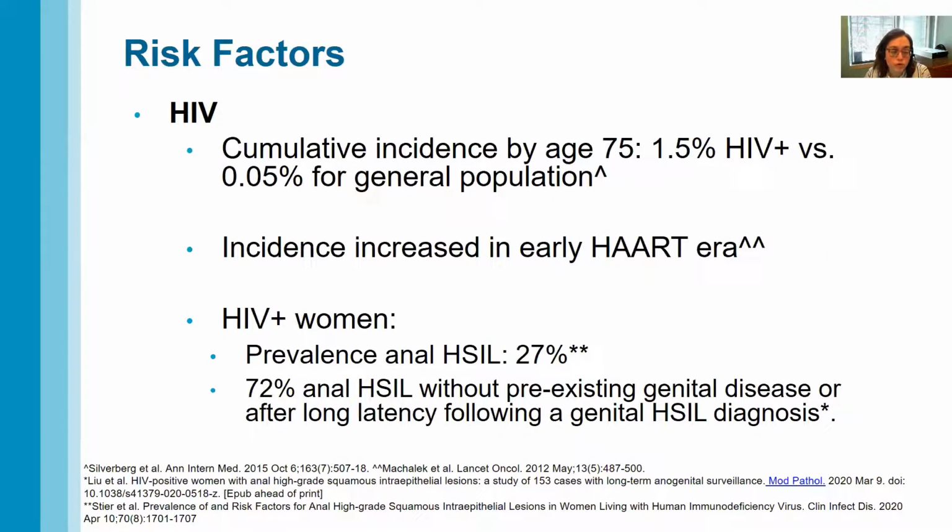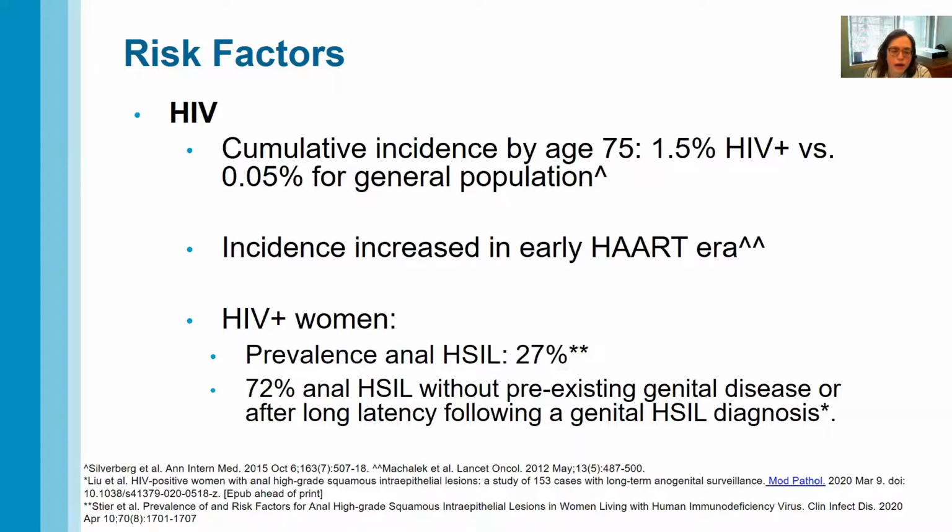Now, let's talk a little bit about risk factors for anal cancer. Approximately 28% of men and 1% of women diagnosed with anal squamous cell carcinoma are infected with HIV. The cumulative incidence by the age of 75 in HIV-infected patients is approximately 1.5%, compared with only 0.05% for the general population. In addition, HIV-positive men who have sex with men are about 80 times more likely to develop invasive anal cancer relative to HIV-uninfected men. Also, HIV patients are typically diagnosed at a younger age.